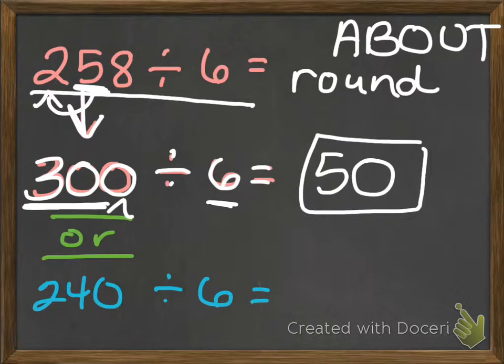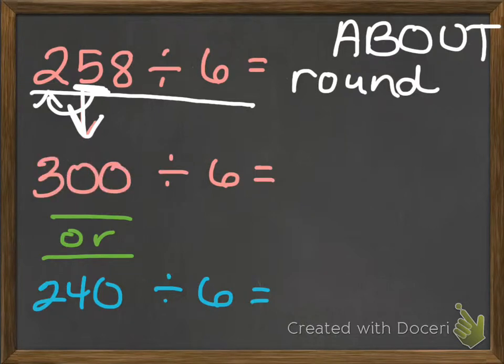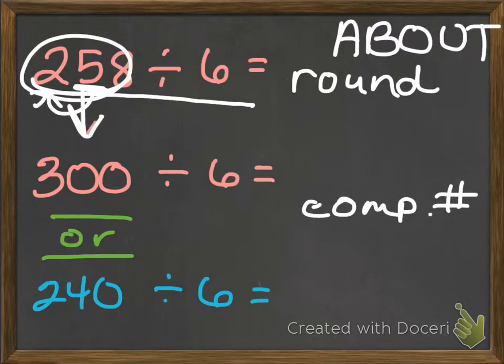Okay? So I can use that strategy, or I can use compatible numbers. So that one was rounding. This time I'm going to use compatible numbers, which means I'm not really rounding to the nearest place. I'm just going to change that number to a number that's close to 258, but isn't necessarily rounded. Now, there's something I need to keep in mind. While I'm finding a compatible number, I have to think about what I'm dividing that number by. I'm dividing it by 6.